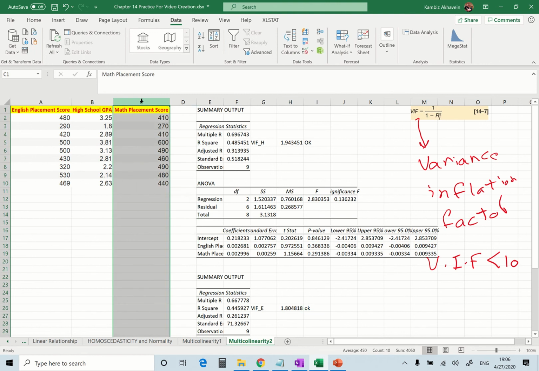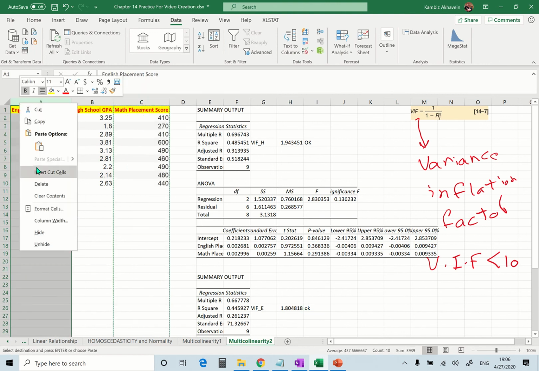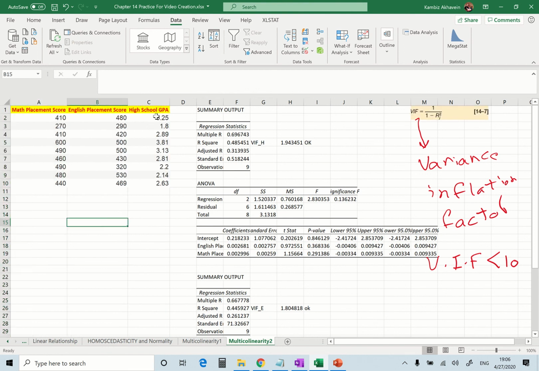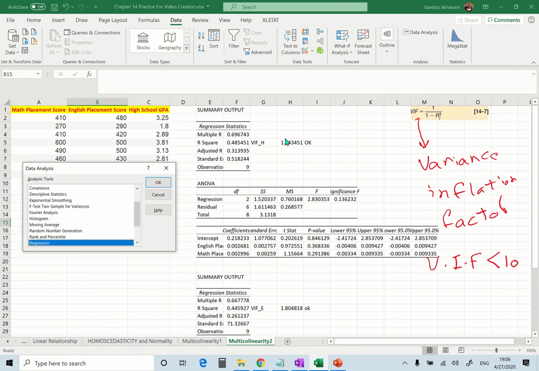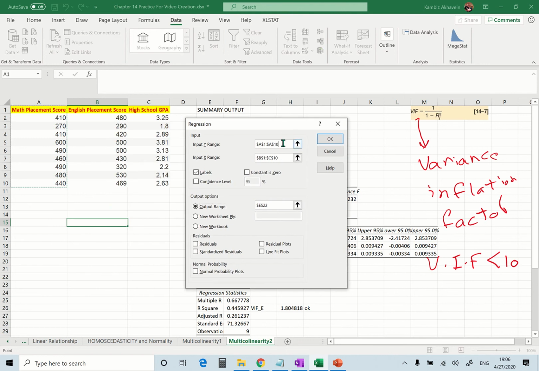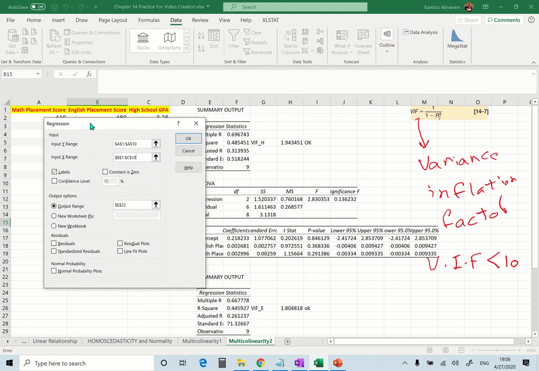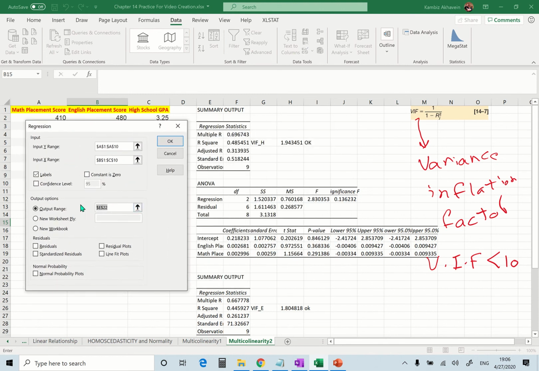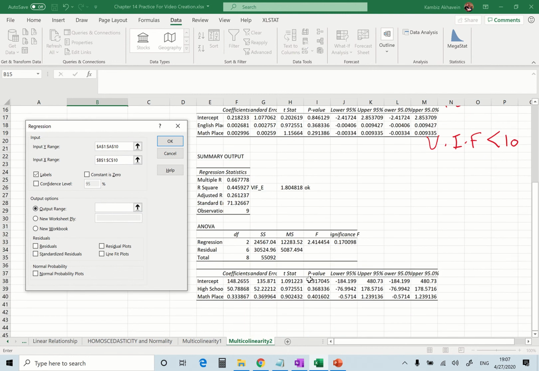Last one is the math placement test. So cut that, insert cut cells here. Okay, so now I have my math placement test as my dependent variable. Data Analysis, Regression. Everything is there, I don't need to change anything. This is my dependent variable, the math placement test. These are my independent variables. For the output, I don't want to put it in E22 because it's going to overwrite this one, so I put it in E42.